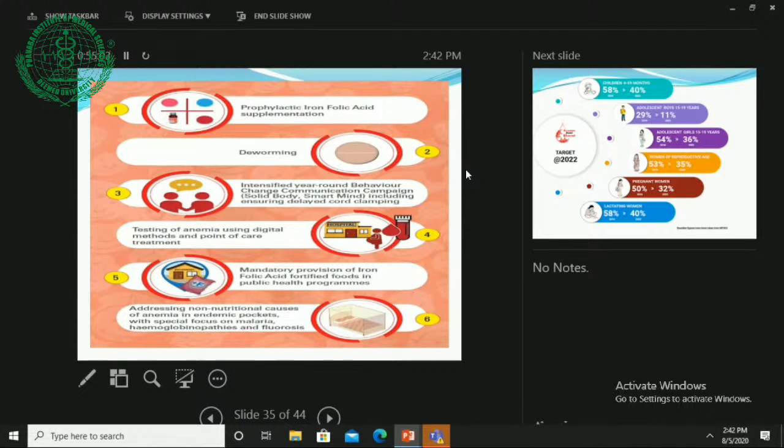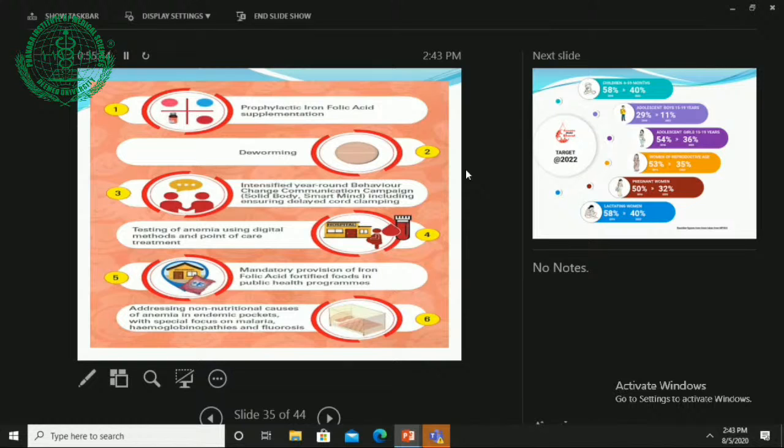And the sixth intervention is addressing non-nutritional causes of anemia, because many other causes are also there for causing anemia in endemic pockets, which focus on malaria, hemoglobinopathies, and even fluorosis. So nowadays they say even fluorosis is responsible, indirectly, for causing anemia. It interferes with the absorption of iron. It damages the mucosa of the intestine and interferes with the absorption of iron.